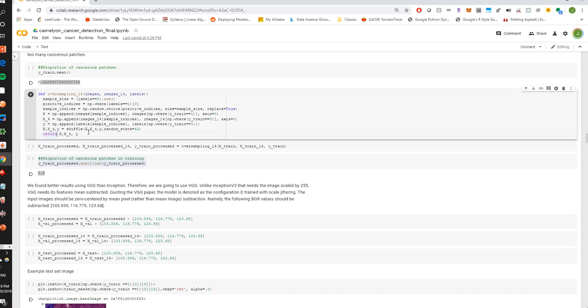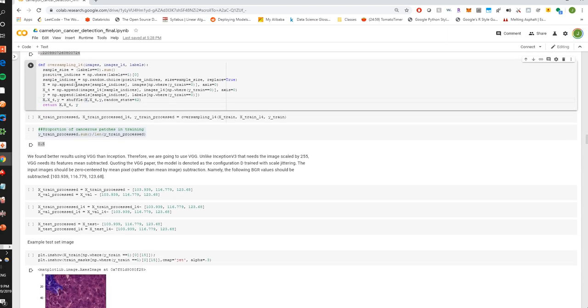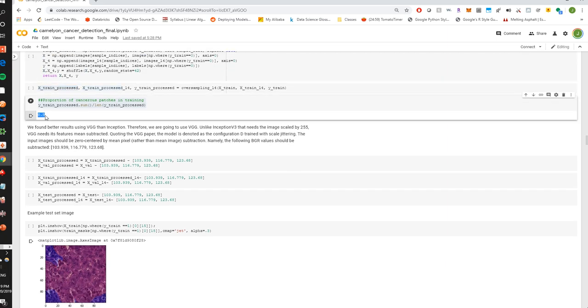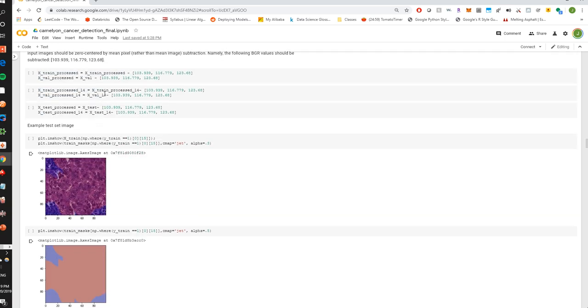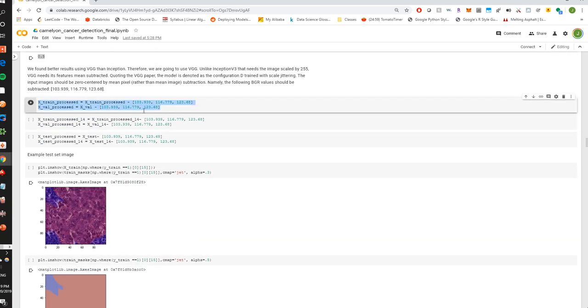So that is not balanced. We balance it by oversampling. Again, we randomly sample with replacement until it becomes 50-50. So this part is sort of important as well.